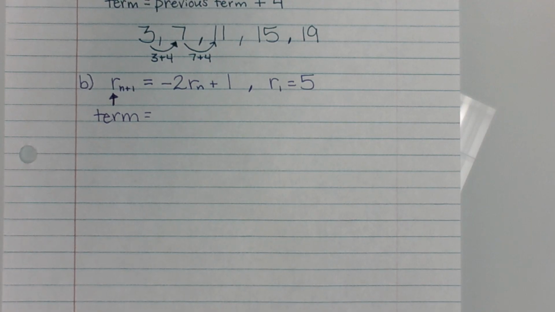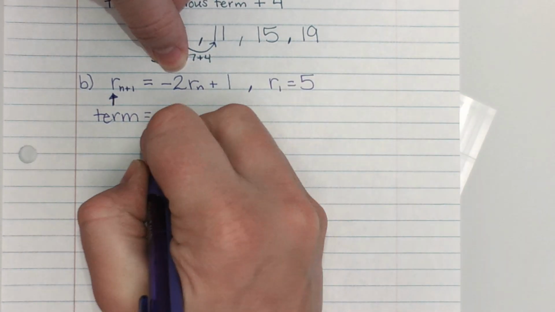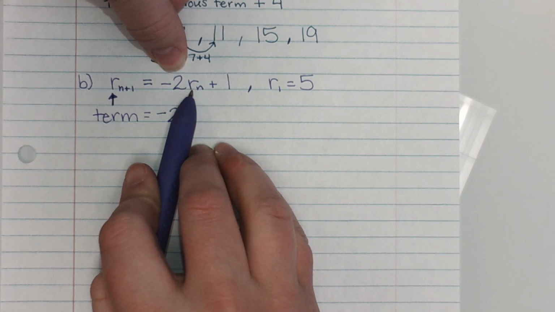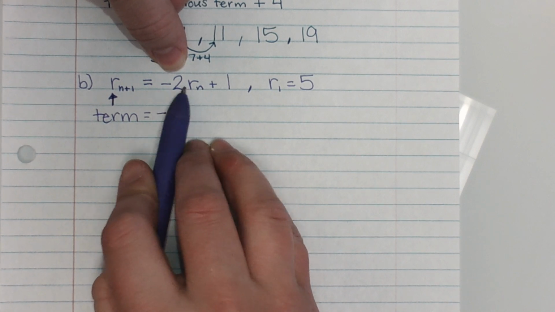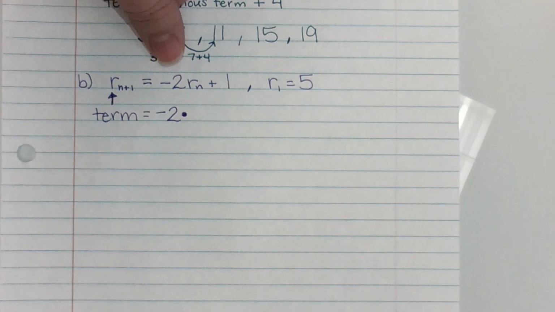When I go to write this out in words, the one that's alone is always the one that I just reference as the term. Because generally it's the term you're looking for. Term is equal to. Formula says -2. That's a plain number, -2. What's in between the -2 and the r sub n? What hides in between them? Multiplication. Times.